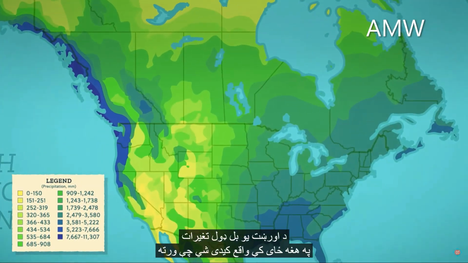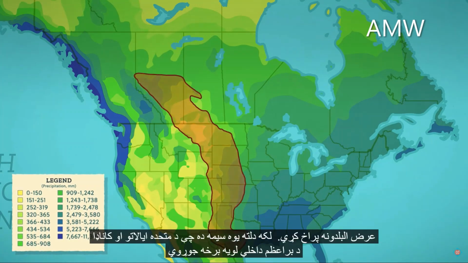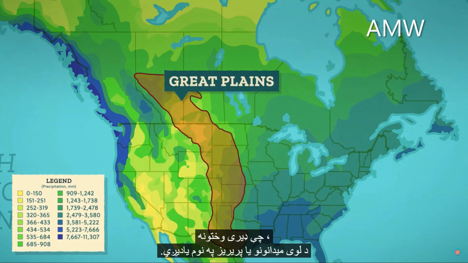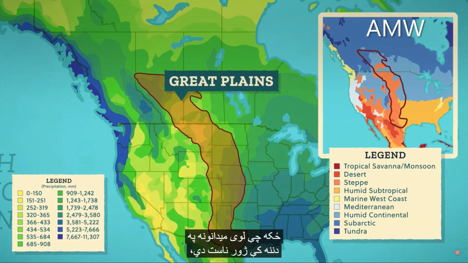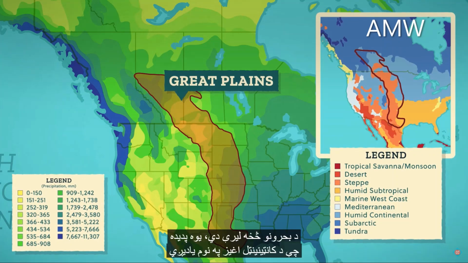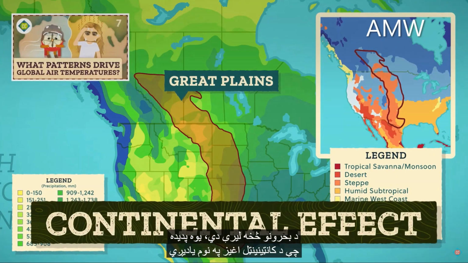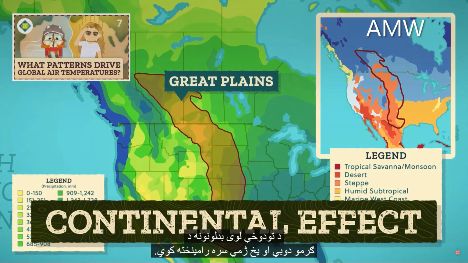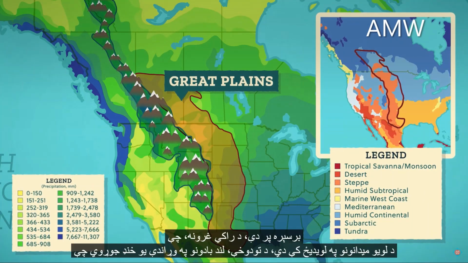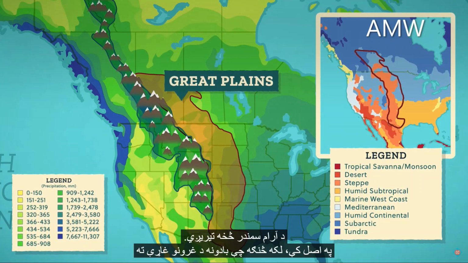A different kind of precipitation variability can happen within a place that spans similar latitudes. Like there's a region that makes up a large chunk of the continental interior of the US and Canada, often called the Great Plains or the Prairies. Because the Great Plains sit deep within the interior, far from oceans, a phenomenon called the continental effect causes huge temperature fluctuations with scorching summers and frigid winters. In addition, the Rocky Mountains, which are west of the Great Plains, form a barrier to the warm, moist winds blowing in from the Pacific.